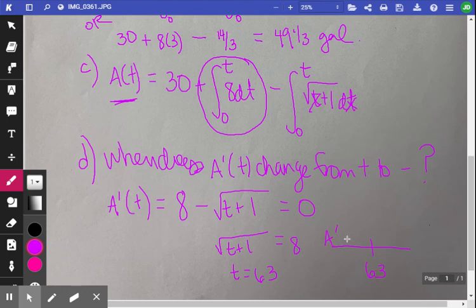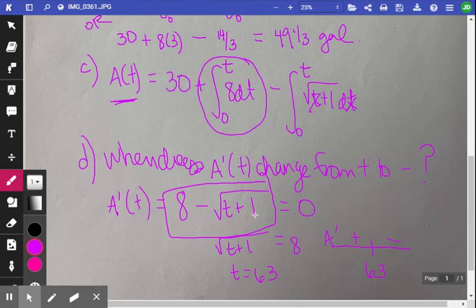So let's see, at 63, look at A prime. Let's plug in a number bigger and a number smaller. So plug in a number bigger than 63, like 64. Let's plug in, I'm going to plug in 99, because that'll give me a perfect square over here. I get a negative number. Plug in something less than 63, like 24, and that's going to give me a positive. So yes, the derivative of A changes from positive to negative when T is 63.